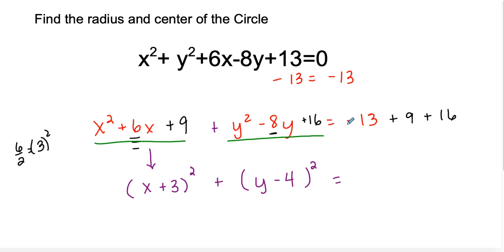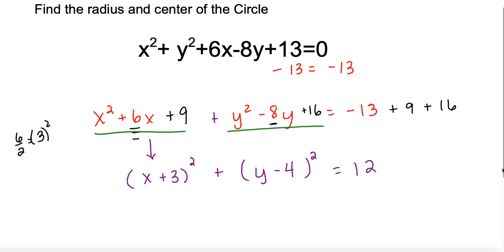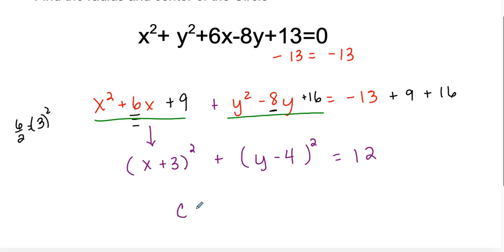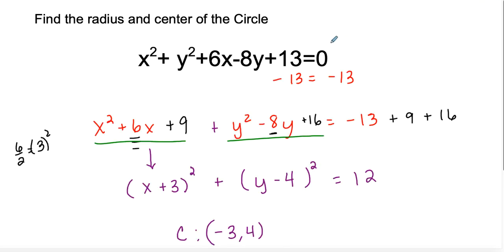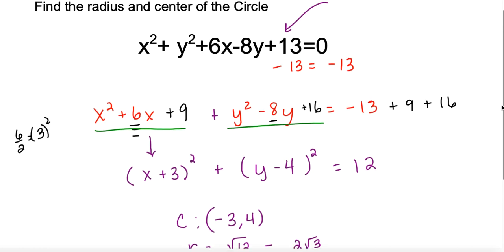Okay, so 16 minus 13 is 3, 3 plus 9 is 12. Okay, so now we can see that our center would be (-3, 4), and our radius would be the square root of 12. Now let's think about the square root of 12 a little bit. We could say that that is also 2 radical 3 in simplified form. All right, so that's how you take a general form of an equation of a circle and put it into standard form where you can see the center and the radius.